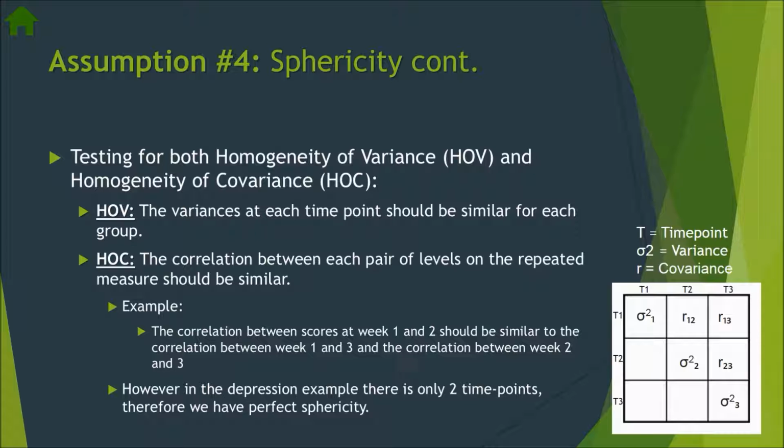Now, because in our example we only have 2 time points, we can assume that homogeneity of covariance is satisfied because there is only one correlation. So we can therefore say that sphericity is satisfied, or we have perfect sphericity, because there's only 2 time points, so there's only one correlation, so that correlation cannot be compared or cannot be similar to any other correlation between time points.